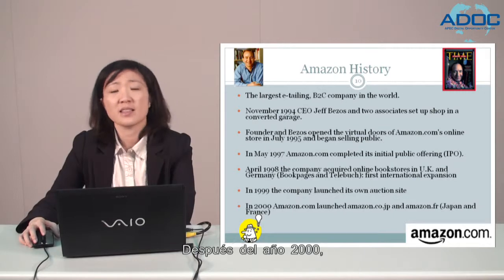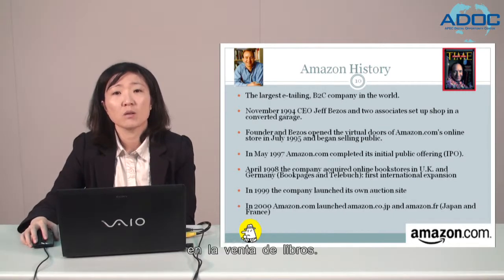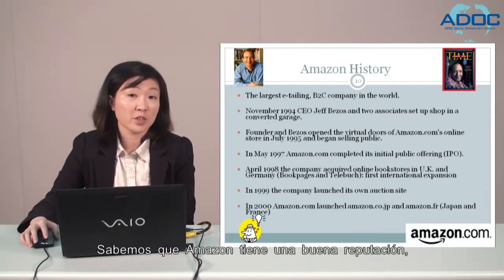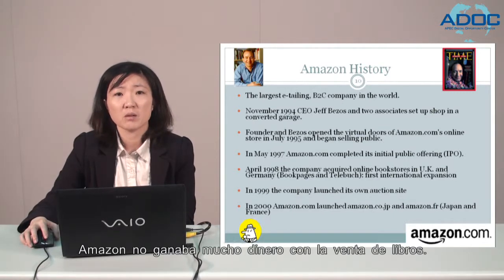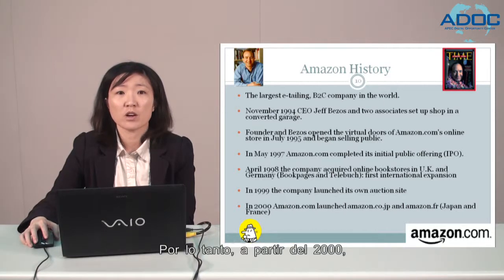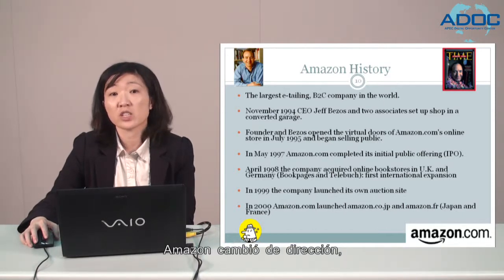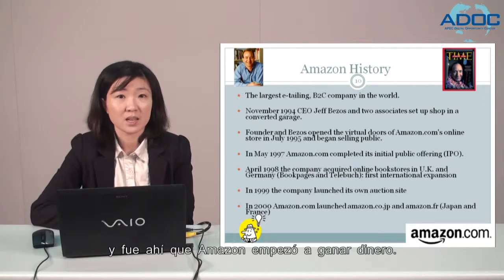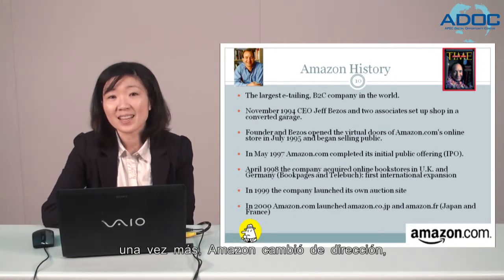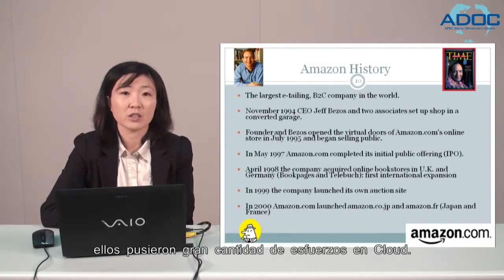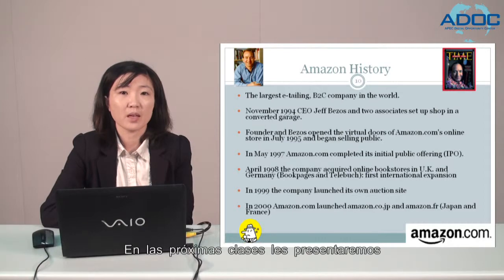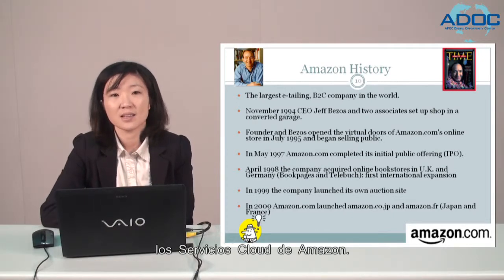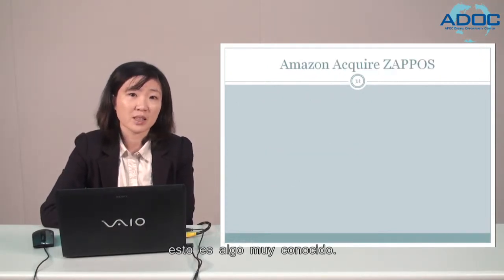After 2000, at that time, in 2000, Amazon focused on selling books. We know Amazon has a very high reputation, but indeed, Amazon didn't earn a lot of money from selling books. Therefore, after 2000, Amazon switched their direction. They started to sell electronics, and that made Amazon start to make money. And now, Amazon has switched their direction again. They put a lot of effort on cloud services, and we will introduce Amazon's cloud services in the next few classes.